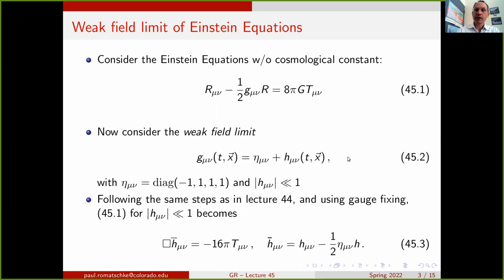Following exactly the same steps as in lecture 44 and using the same gauge fixing conditions, we find that we can write the Einstein equations in the linear regime in terms of a wave equation, which is given here in equation 45.3. As a reminder, h bar here was this combination of the original metric field fluctuation and the trace.